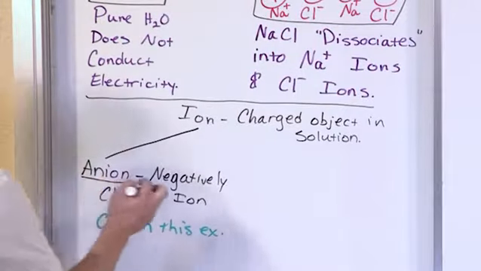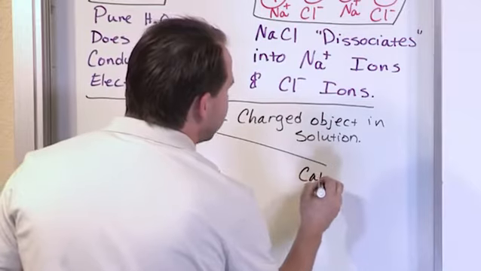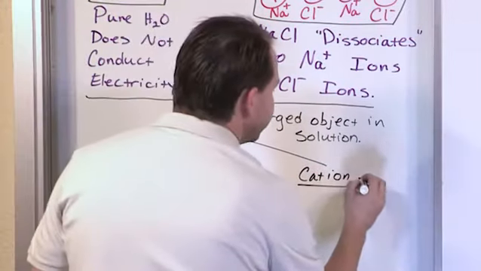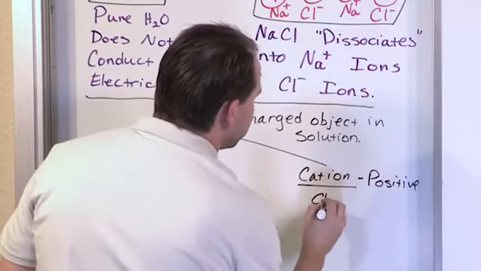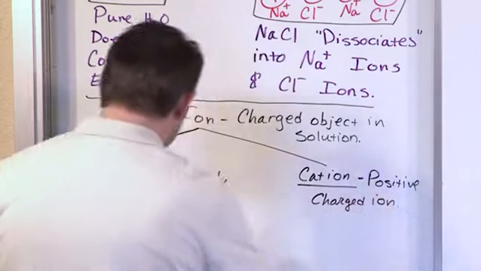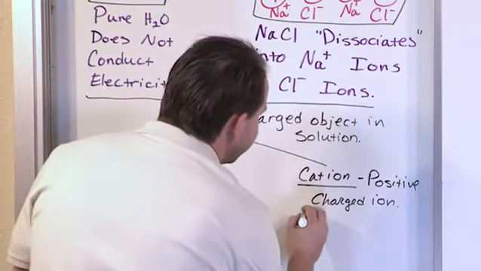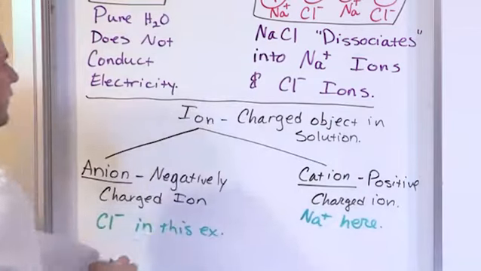So that's anion. The other kind of ion, the positive ion, is called the cation ion. Okay? And it is the positive charged ion. And I'll switch colors to have it all on the sheet on the board here. And in this example, it is the sodium ion here.